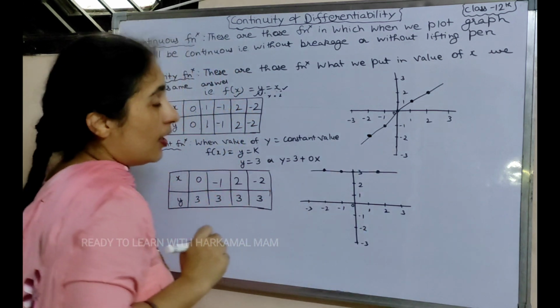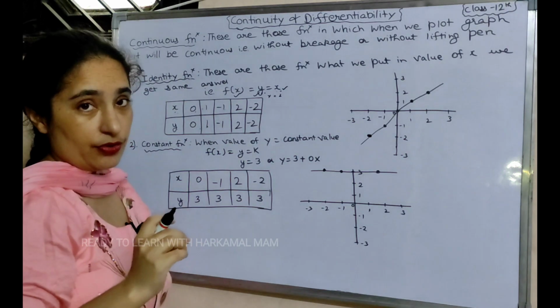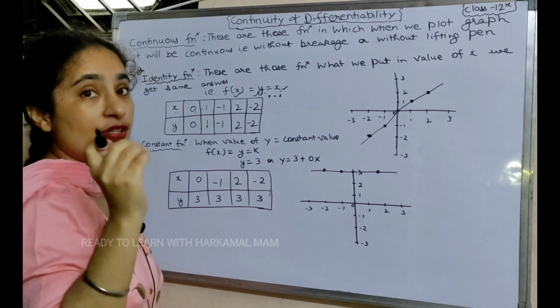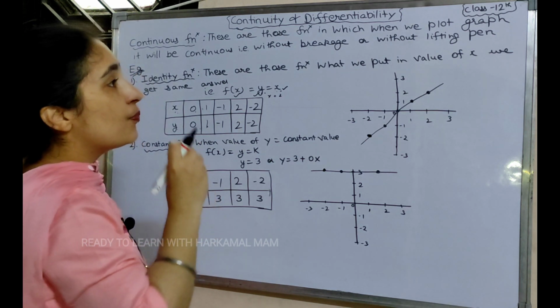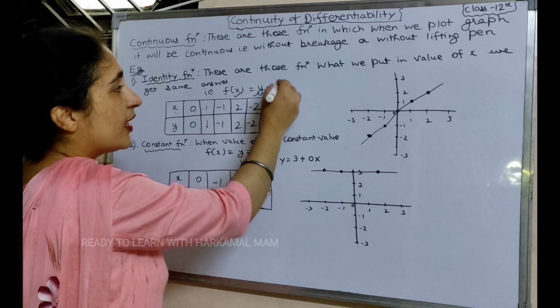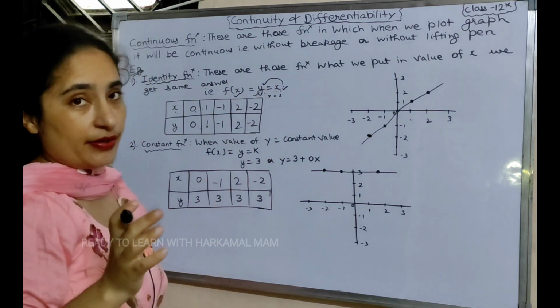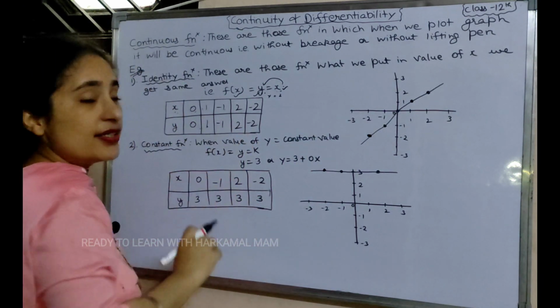I will explain what a continuous function is. This is the example of a continuous function. We take the identity function. What is an identity function? It means if we put the value of x, we get the same value of y. This is the mirror image. Then we have taken the points.